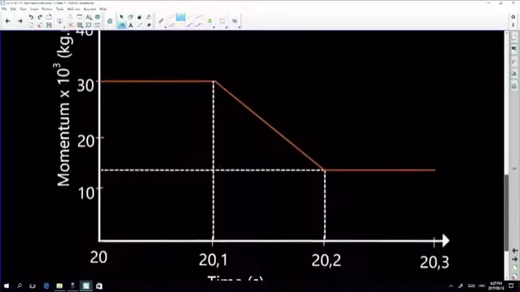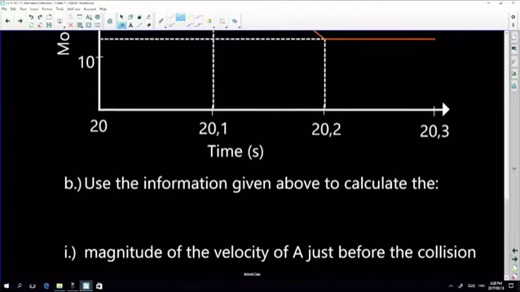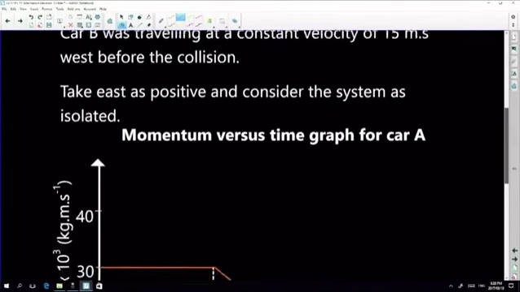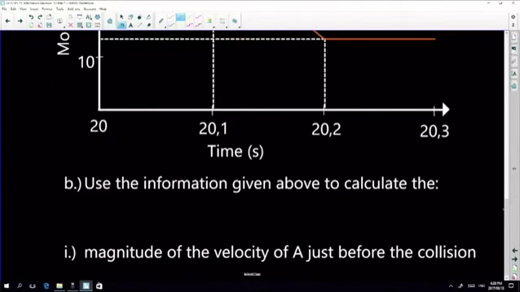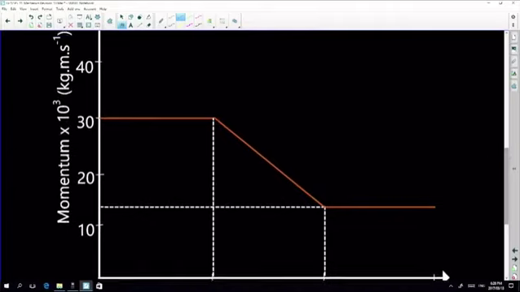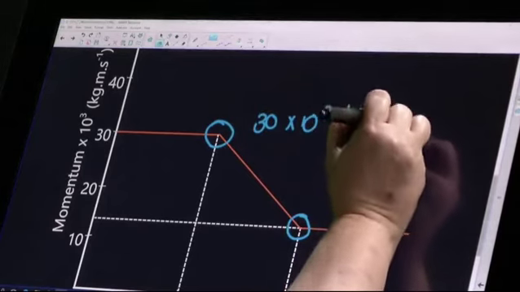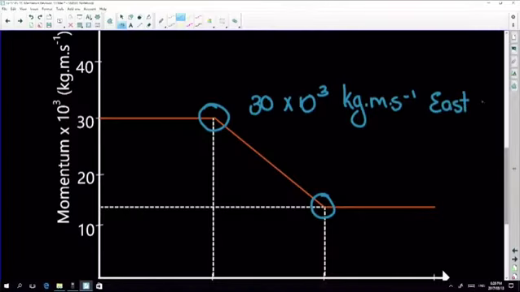Then they say to us, use the information above to calculate the velocity of A just before the collision. Now we've got to look at this and go, well, I know car A's mass, but that's not what I want. This is what I need to use. I know that car A's momentum before the collision was 30 times 10 to the 3 kilogram meters per second east. How do I know that it's east? It was positive, straight off the graph.